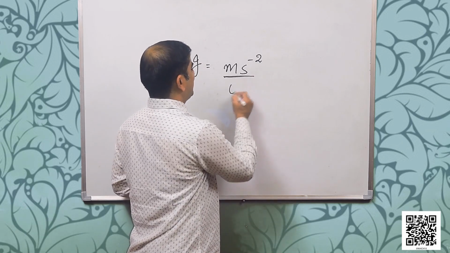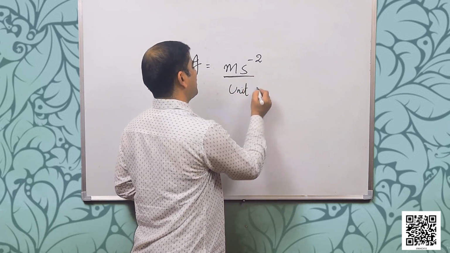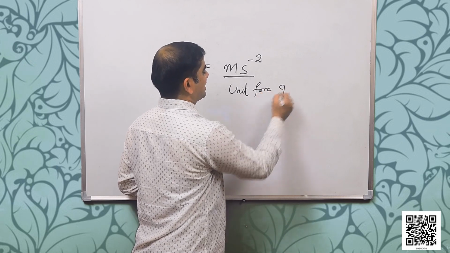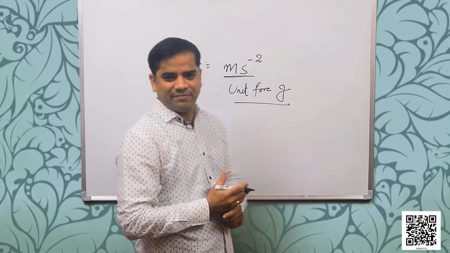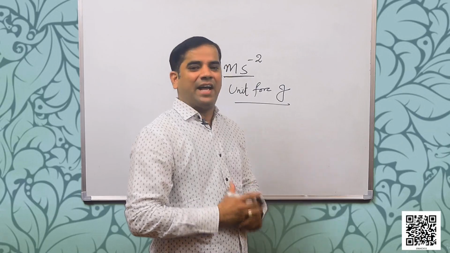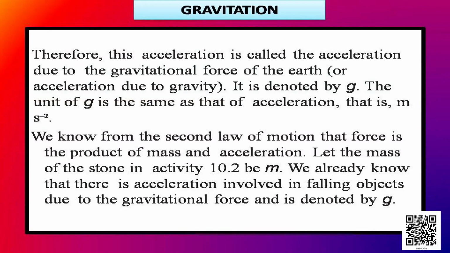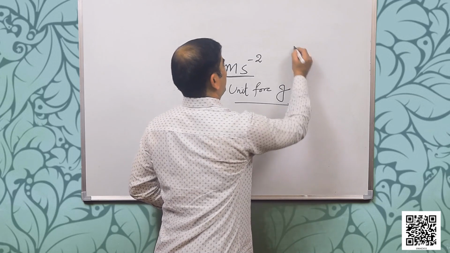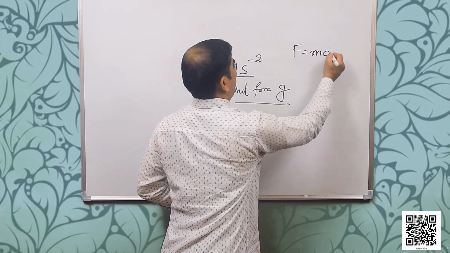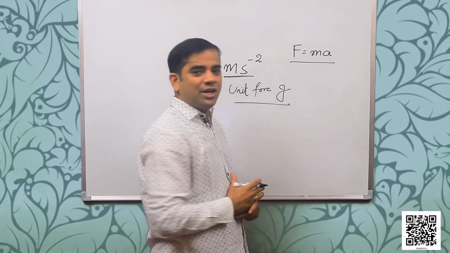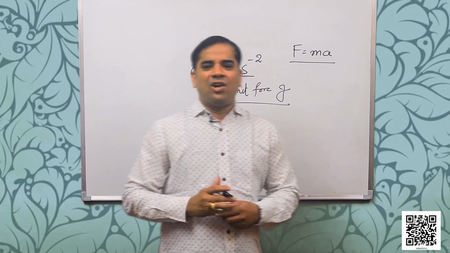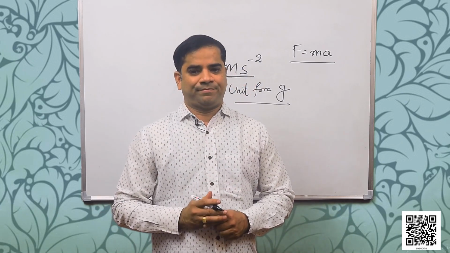This is the unit for acceleration due to gravity. It is the same as the unit of acceleration. We know from the second law of motion that force is the product of mass and acceleration, that is F equals ma. This is according to Newton's second law of motion.